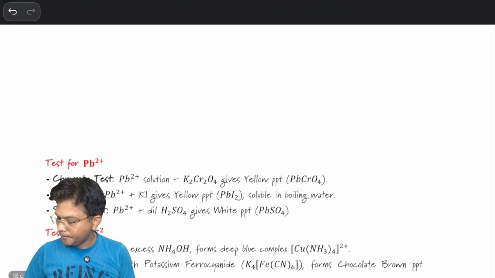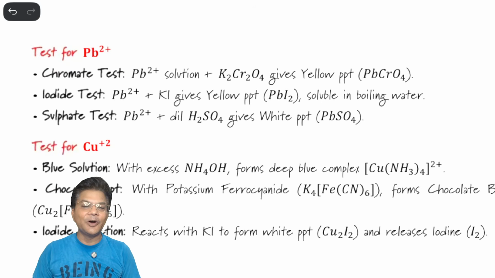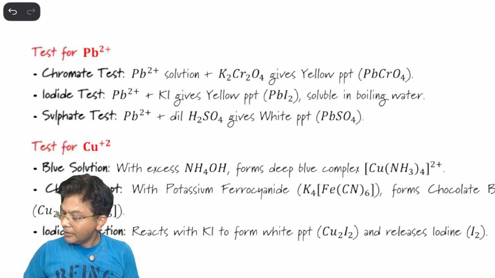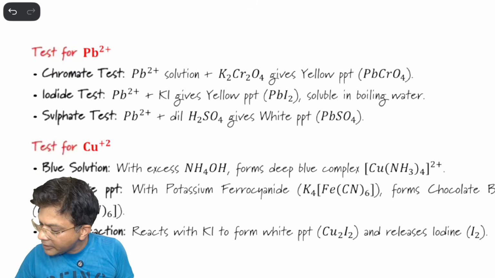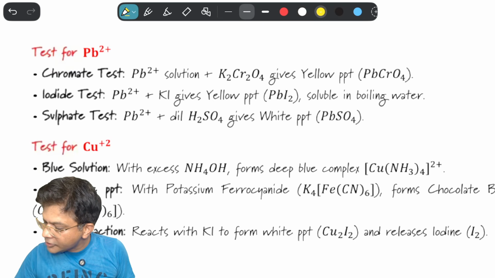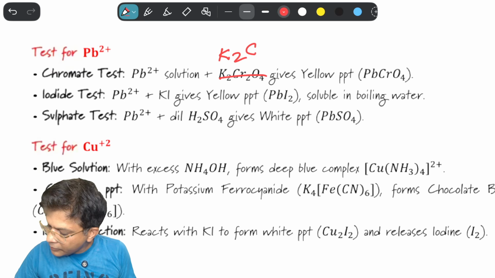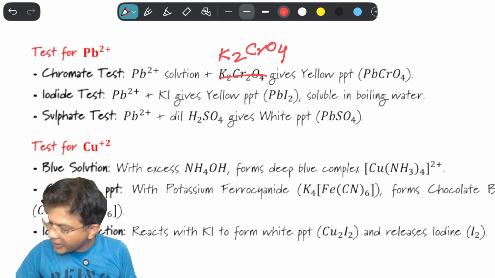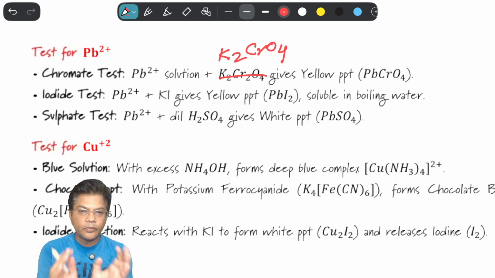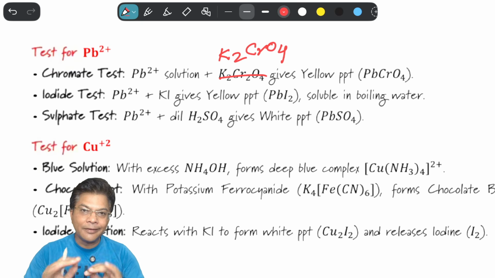Now, something is given in the d-block, K2Cr2O4. What is this K2Cr2O4? It should be K2CrO4. So it's a misprint, so let me do the correction. It's K2CrO4, potassium chromate. If you react it, lead will react with potassium chromate.